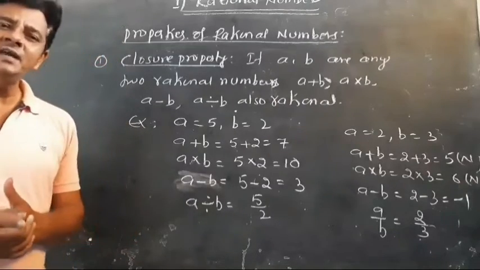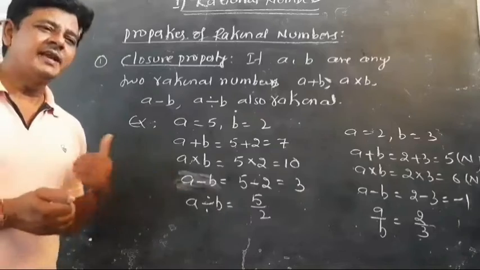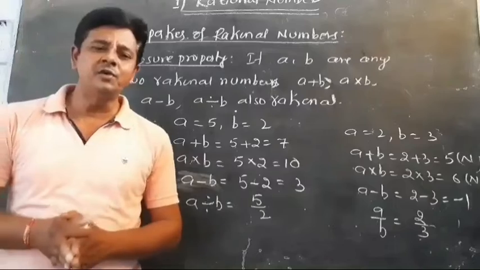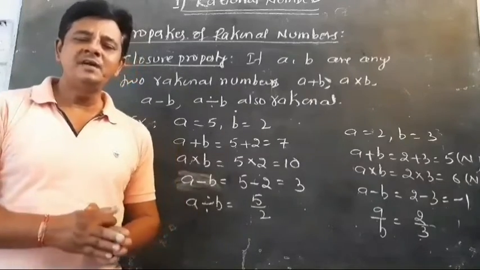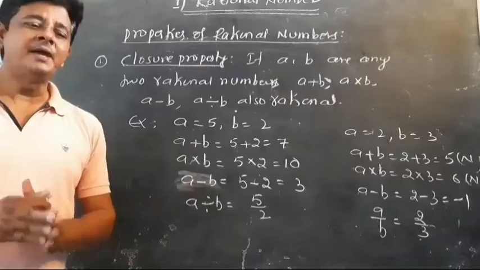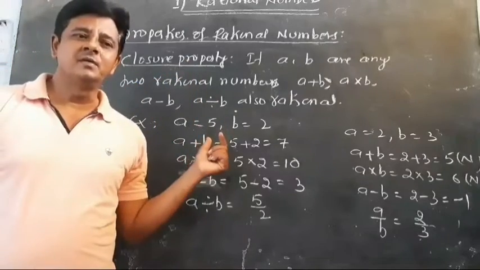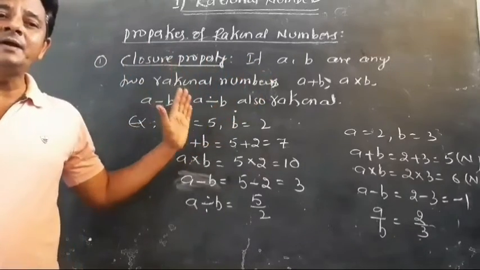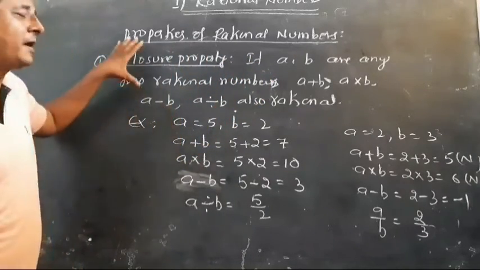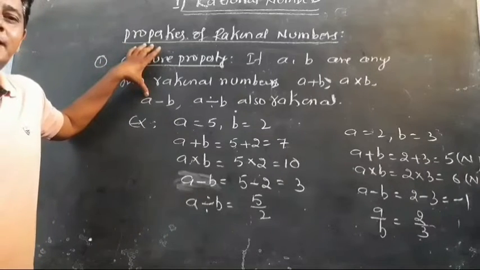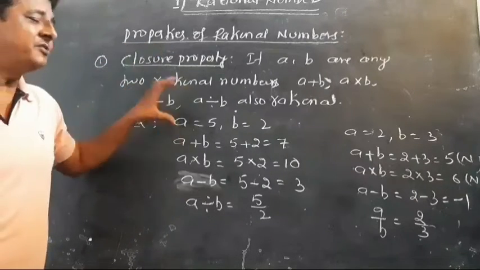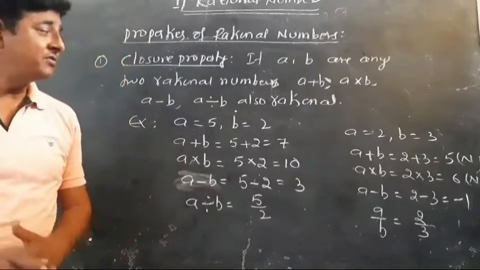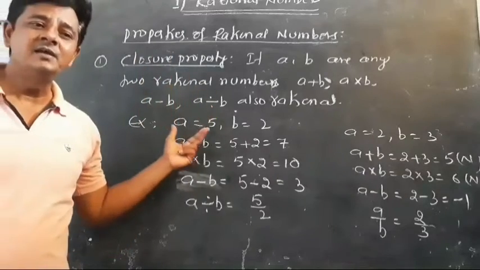More properties are there, so we are going to discuss them in the next class. Today we discussed the fundamentals of sets of numbers: natural numbers, whole numbers, integers, and the main topic, rational numbers. And we were introduced to the properties of rational numbers, only the first property, closure property. Understand? Right. So these are the topics we discussed today, and in the next class we are going to discuss some more properties of rational numbers.